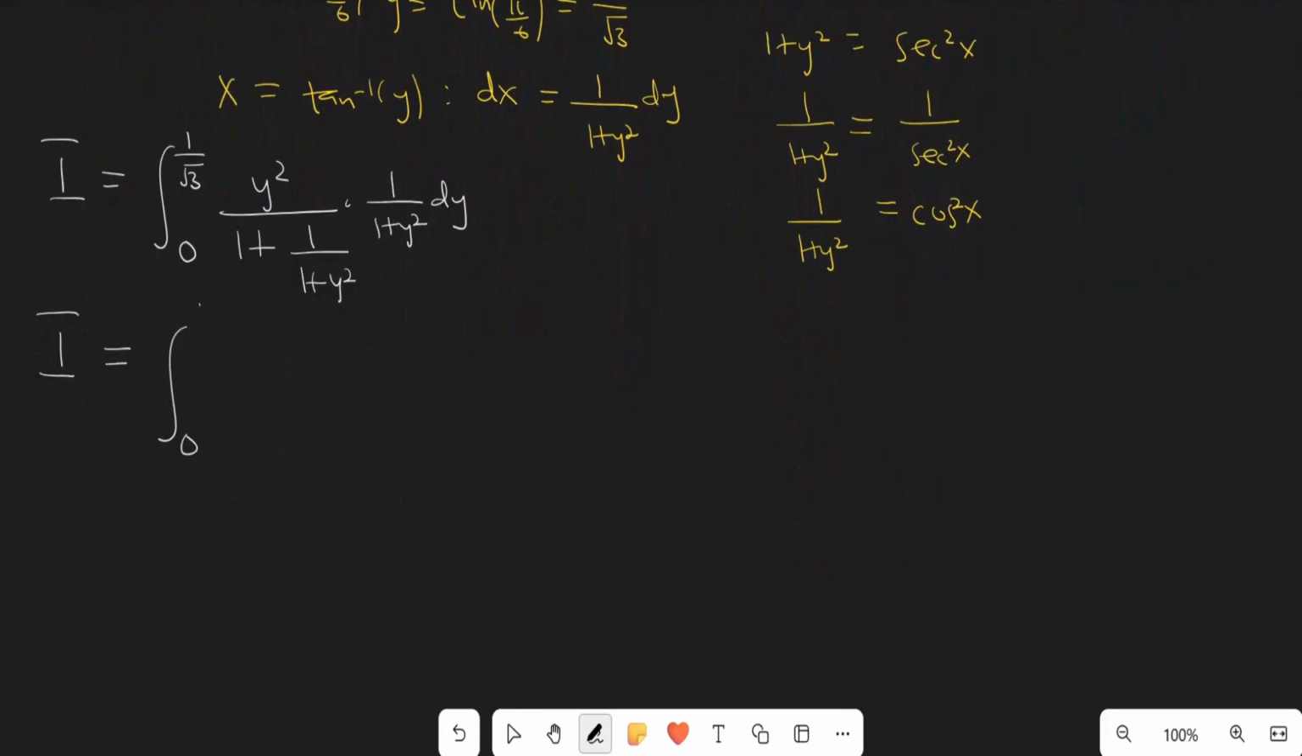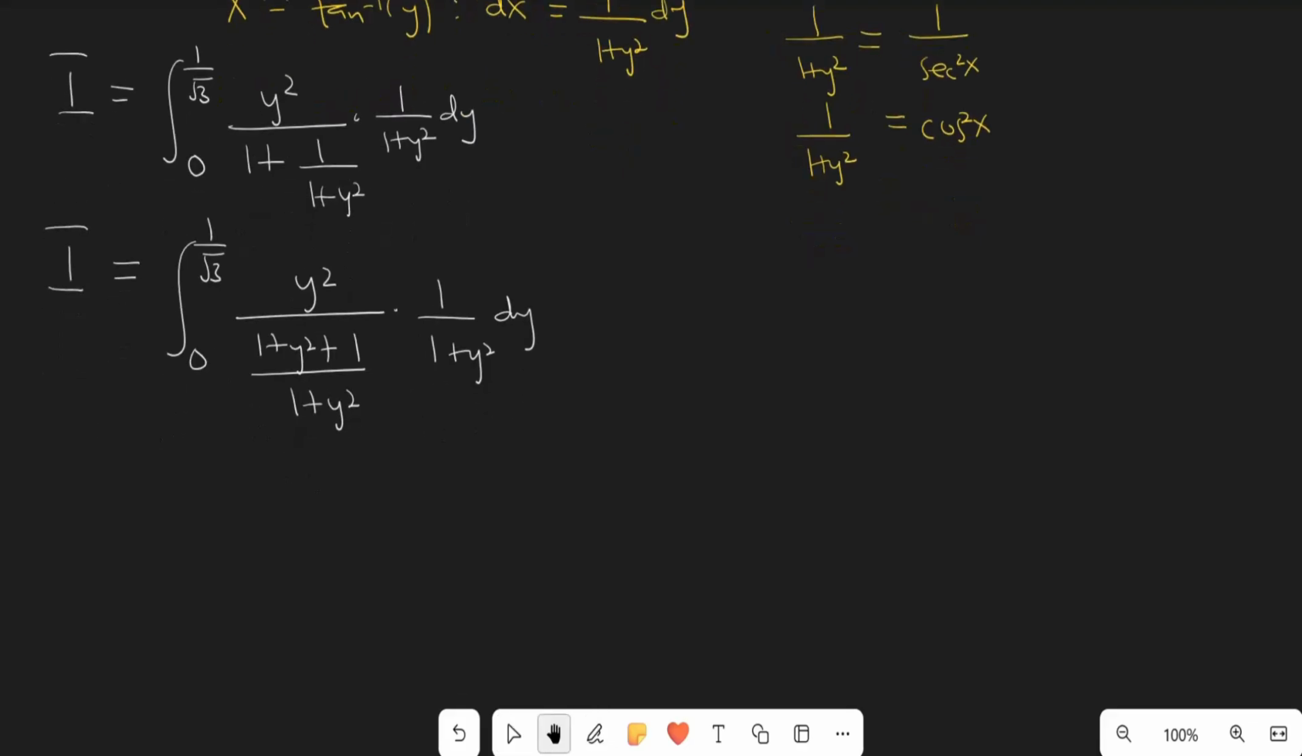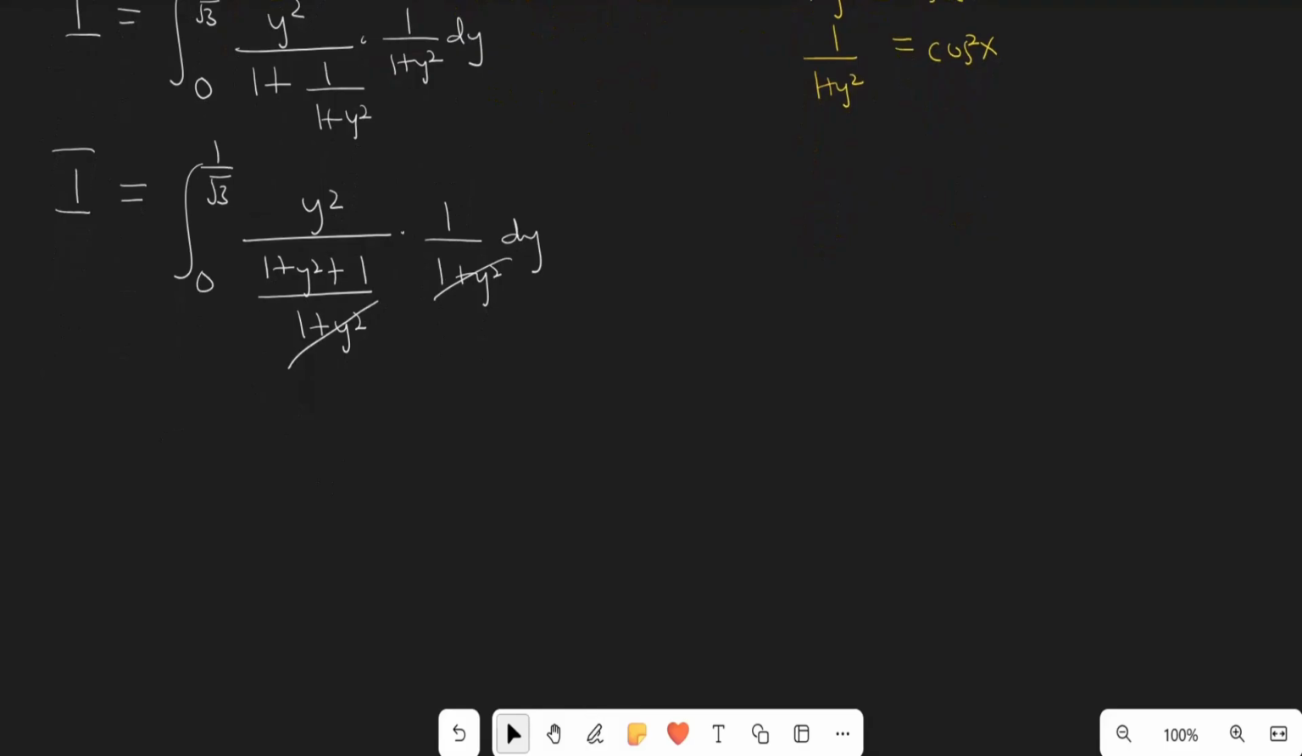And now let's tackle this. The integral from 0 to 1 over the square root of 3, and then y squared divided by, simplifying this, 1 plus y squared plus 1 divided by the denominator 1 plus y squared, which is the LCM, times 1 over 1 plus y squared dy. Now this one is going to cancel this, and then we have the integral from 0 to 1 over the square root of 3 of y squared all over 1 plus 1, which is 2, plus y squared dy. This is what we now have to deal with.